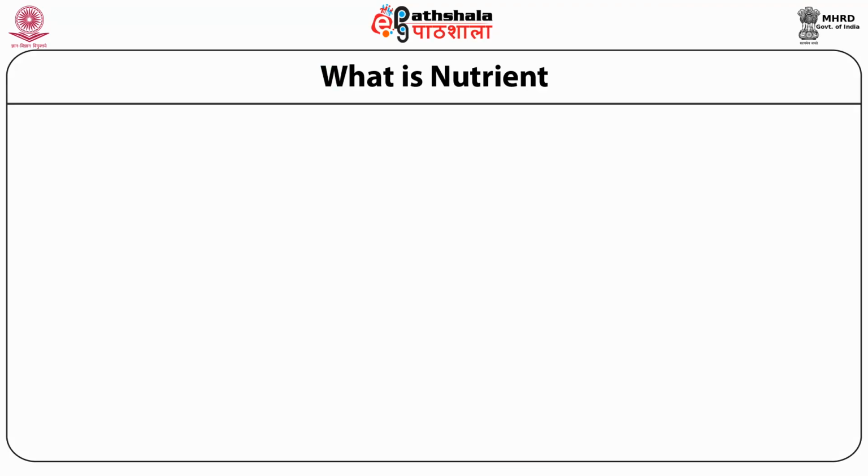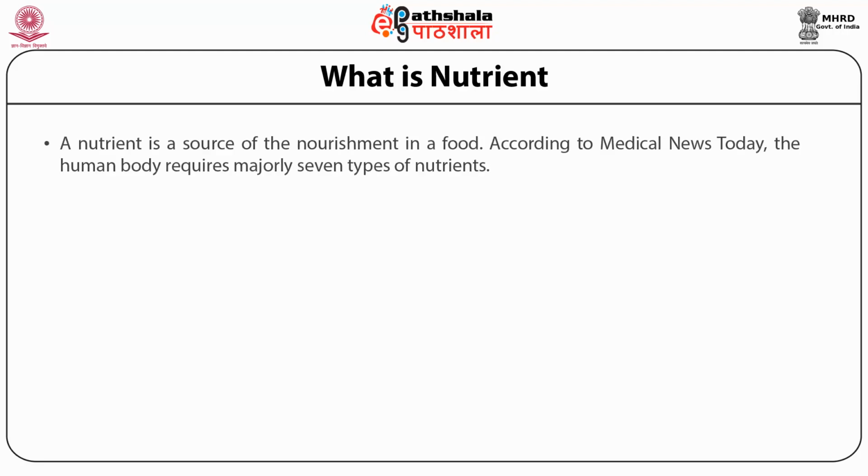The main nutrients essential for the body. Now, what is a nutrient? A nutrient is a source of nourishment in food. According to Medical News Today, the human body requires majorly 7 types of nutrients. They are carbohydrates, fat, protein, fiber, vitamin, mineral and water.